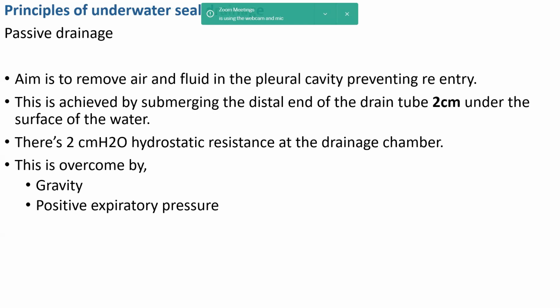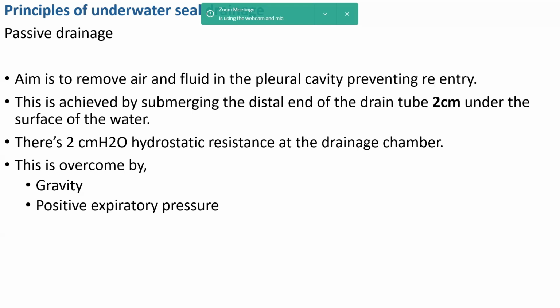So the principle is, our aim is to remove whatever the content is, either already collected content, or possible collectible content, like when we insert drains post-operatively, to drain whatever possible collection. So the bottle system comes in. The main important part is we insert the tube into the pleural cavity, and the tip of the tube is kept under a water column, usually about 2 centimeters. So, the tube is submerged at least 2 centimeters inside the water column.